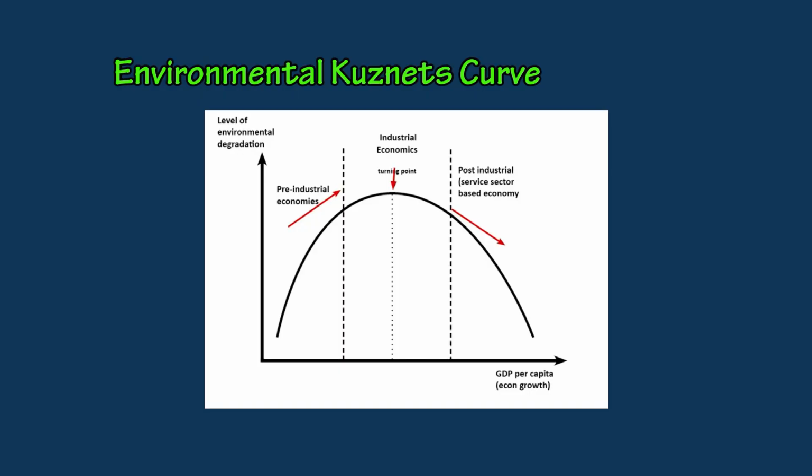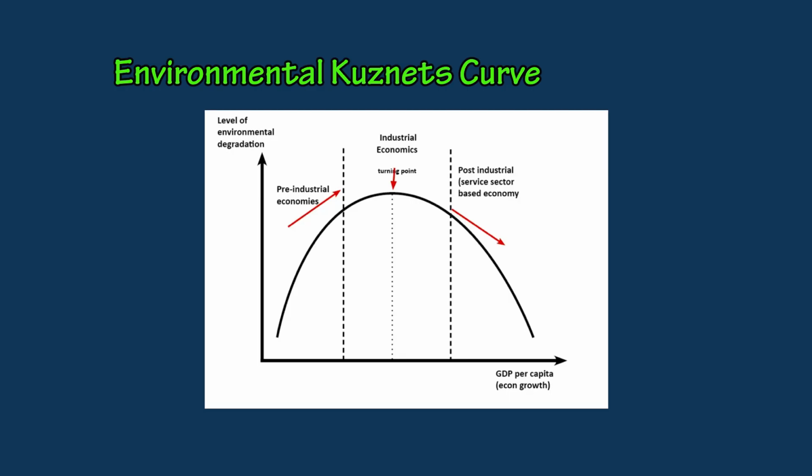Similarly, the Environmental Kuznets curve is also an inverted U-shaped curve. Let me show you the diagram. This is the shape of the Environmental Kuznets curve. What is the theory behind the Environmental Kuznets curve? As you see, on the horizontal axis, we are measuring GDP per capita or income per capita. And what are we measuring on the vertical axis? We are measuring the level of environmental degradation.